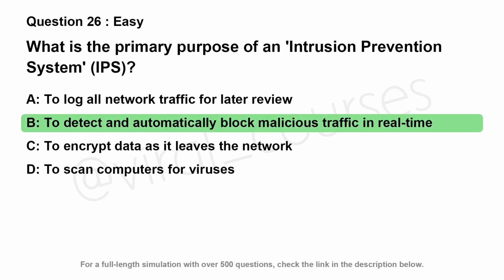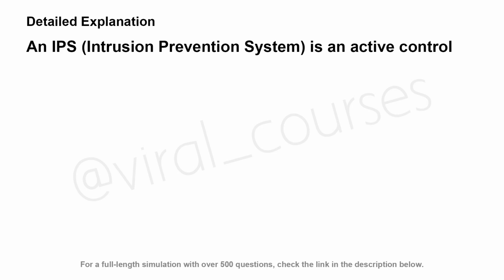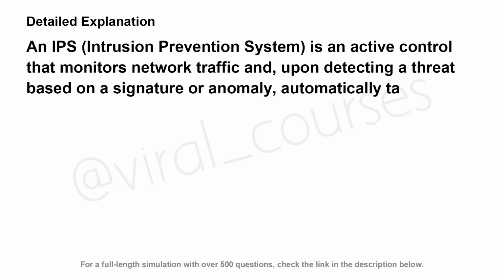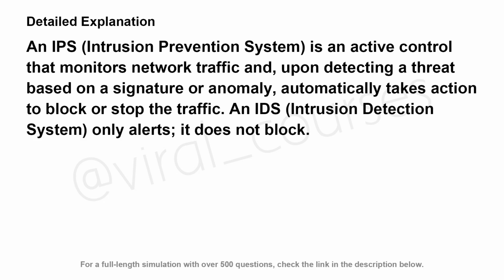The correct answer is B. An IPS, intrusion prevention system, is an active control that monitors network traffic and, upon detecting a threat based on a signature or anomaly, automatically takes action to block or stop the traffic. An IDS, intrusion detection system, only alerts. It does not block.